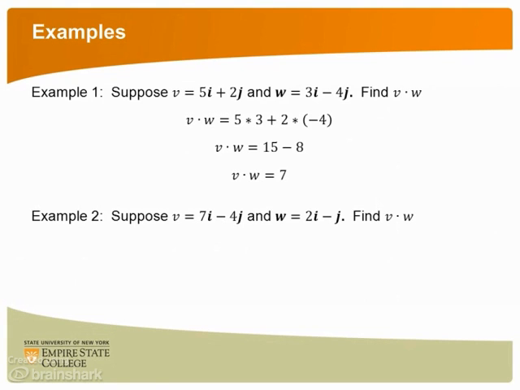Suppose this time v equals 7i minus 4j and w equals 2i minus j. We want to find the dot product of v and w. Plug into the formula for dot product. Doing the multiplications, we have 14 plus 4. Our dot product is 18.